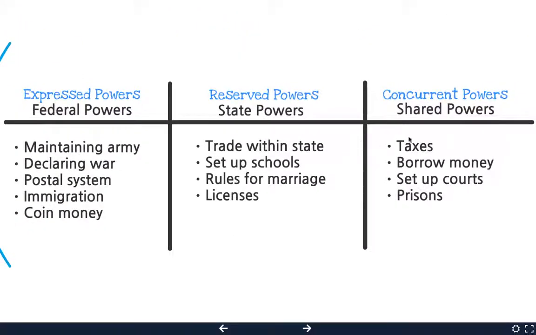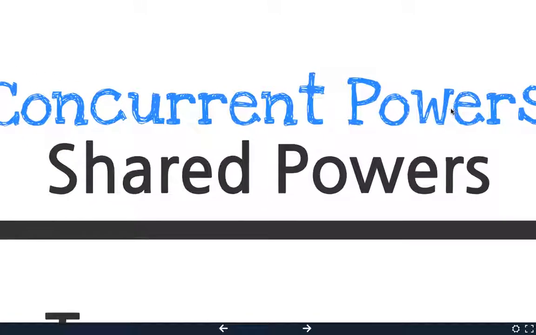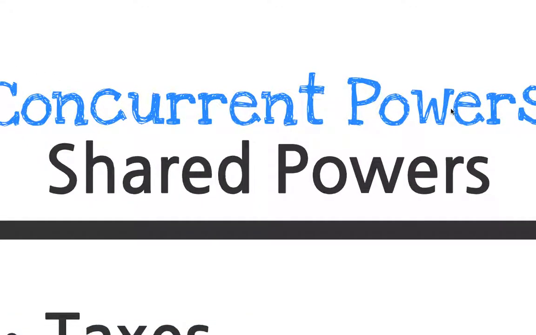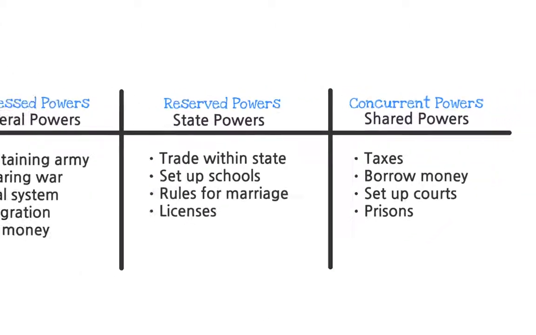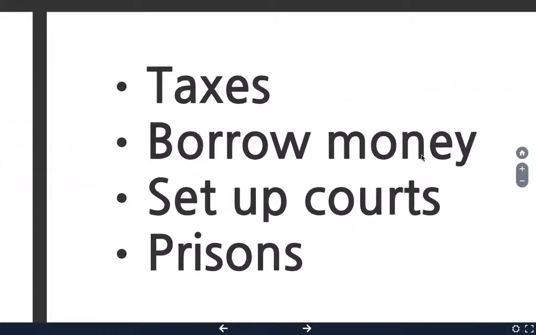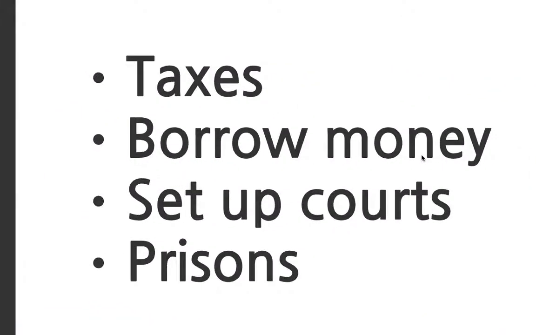All right. And then the third one would be concurrent powers. Now, concurrent means shared. These are powers that federal and state both have. And that would involve things like taxes. Taxes are things that, unfortunately, we all have to pay. My daddy used to say that there's only two things that are certain, death and taxes. Not only does the federal government tax us, but the state also taxes us.